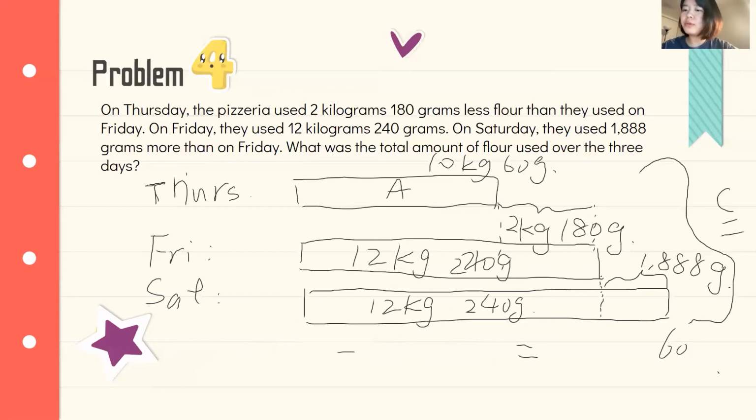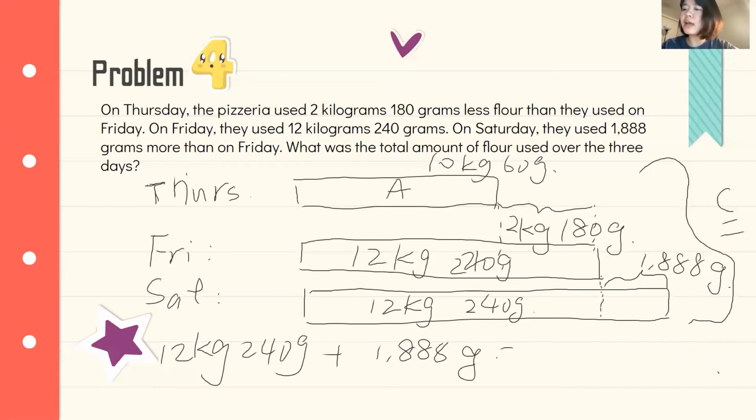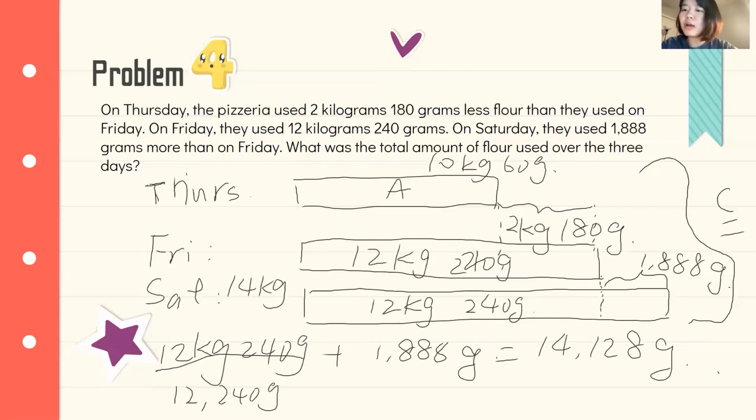And then we need to find out the total amount of flour the pizzeria used on Saturday, which is 12 kilograms, 240 grams, plus 1,888 grams. And I need to convert the first one to the grams unit. So I will have 12,240 grams plus 1,888 grams. So I have 14,128 grams. So the total amount they used on Saturday is 14 kilograms, 128 grams.